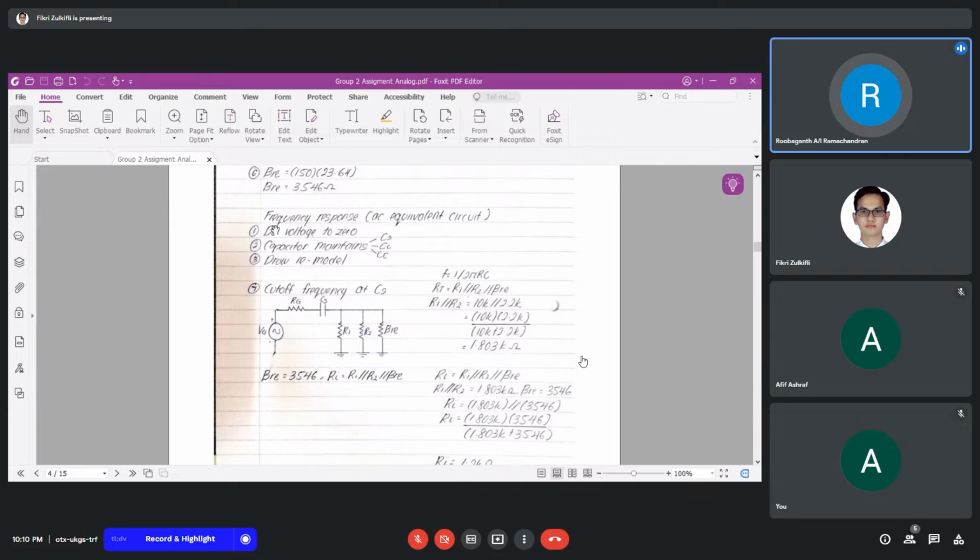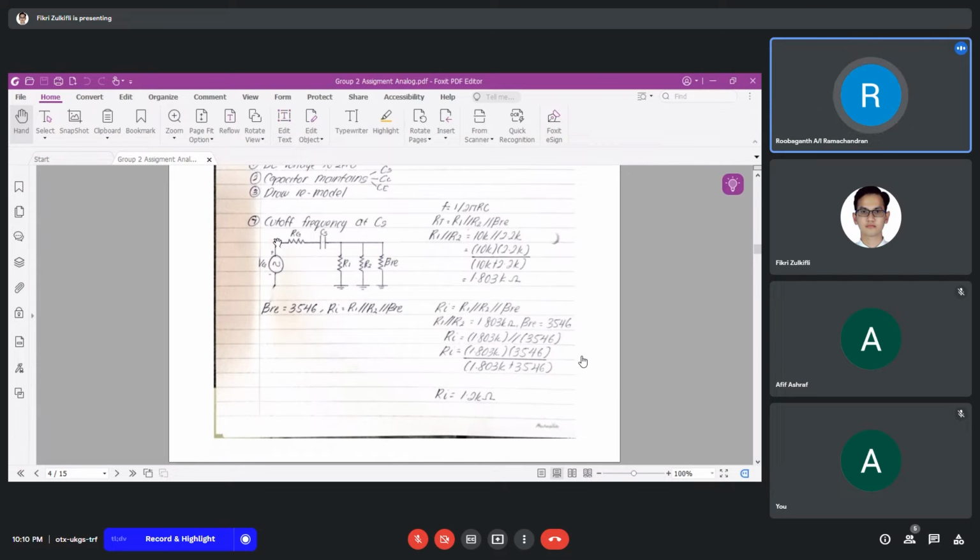Next is the frequency response AC equivalent circuit. The first condition is we need to set the DC voltage to 0 and keep all the capacitors maintained, such as CS, CC and CE, and draw the re model. First of all, we need to calculate the cutoff frequency at CS, where the equation is f equals 1 over 2 pi RC. To find R total, it is R1 parallel to R2 and parallel to beta re, where the first step is R1 parallel to R2 equals 10K parallel to 2K, and we get 1.803K.